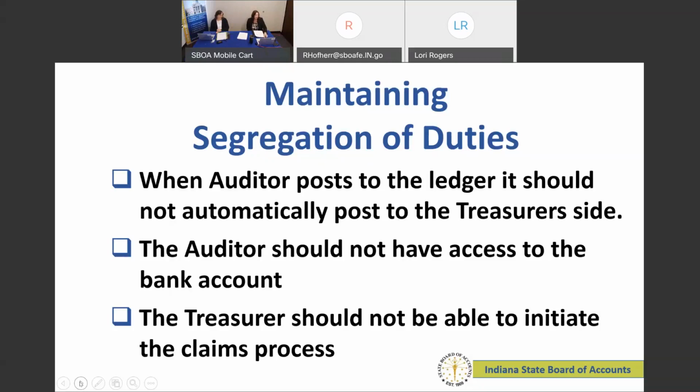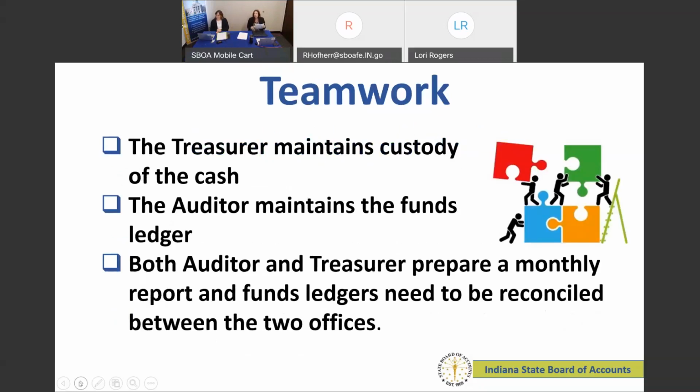Obviously, you'll hear us say this all the time, teamwork makes the dream work, right? So while the treasurer maintains the custody of the cash and the auditor maintains the funds ledger, both need to work together to prepare a monthly report and the funds ledgers, okay? So that Form 61, I think, is actually called the monthly report. There should be one for each side. So at least monthly, you should be getting together and reconciling those, okay?